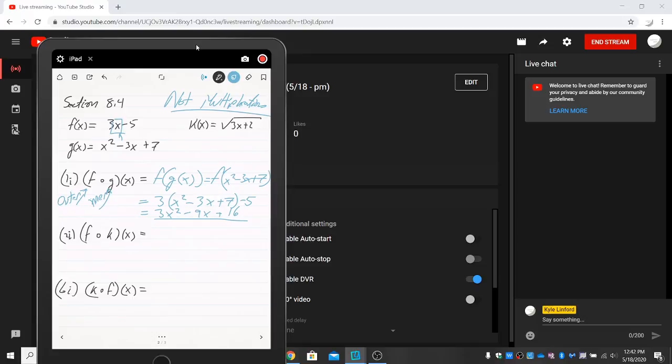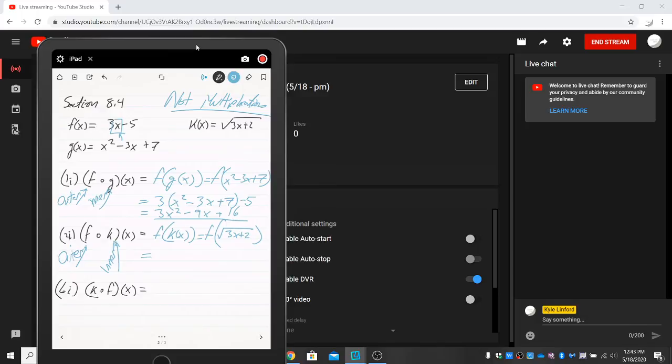Now let's take a look at problem 2 from the independent practice. F after k. Again, the outer function is f, and the inner function is k. All right, the outer function's f, the inner function's k. That means take the function f and plug whatever k is into it. So take the function f, and k is the square root of 3x plus 2. That's what we're plugging into f.